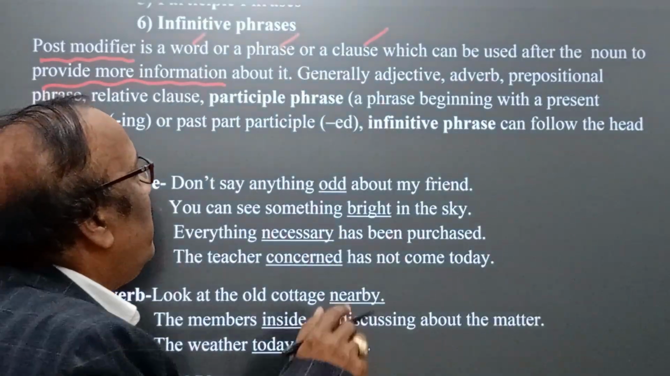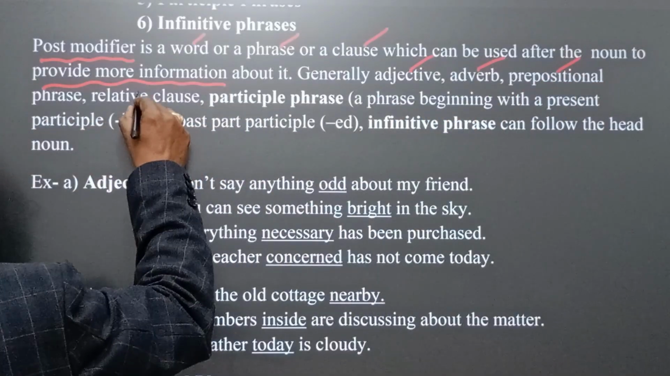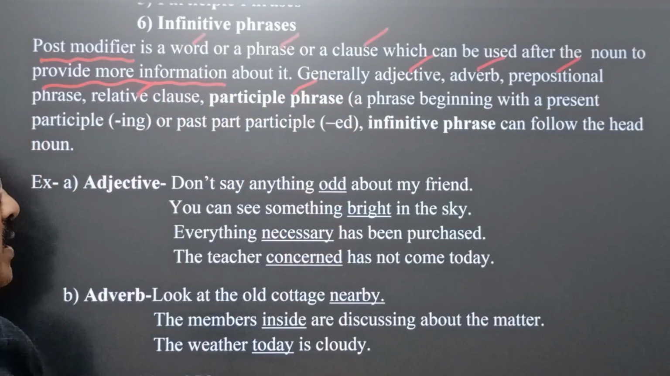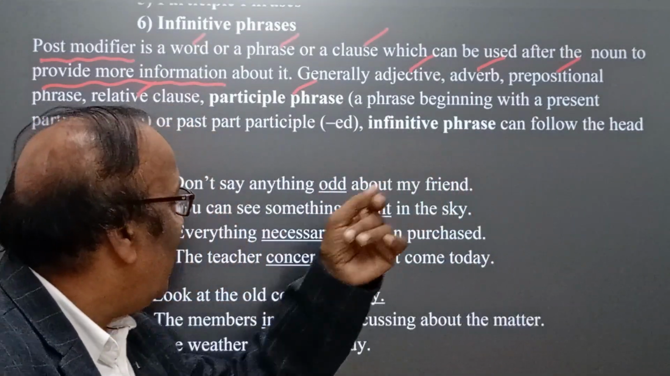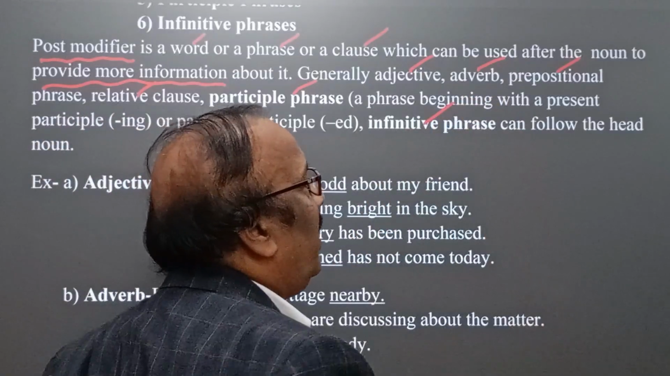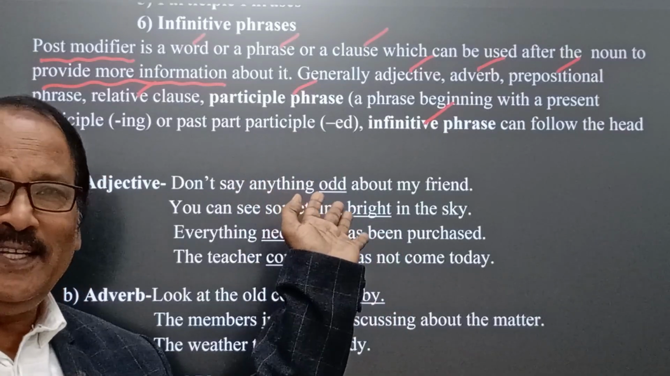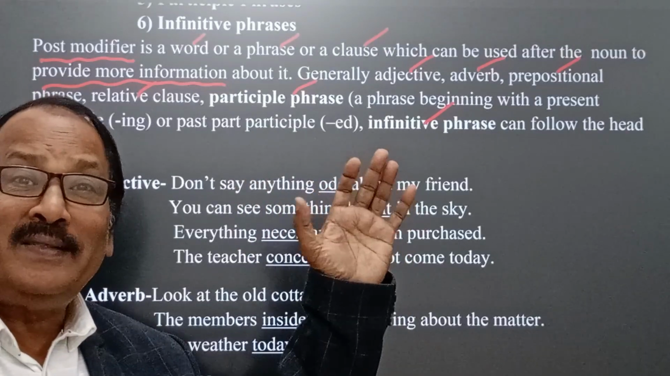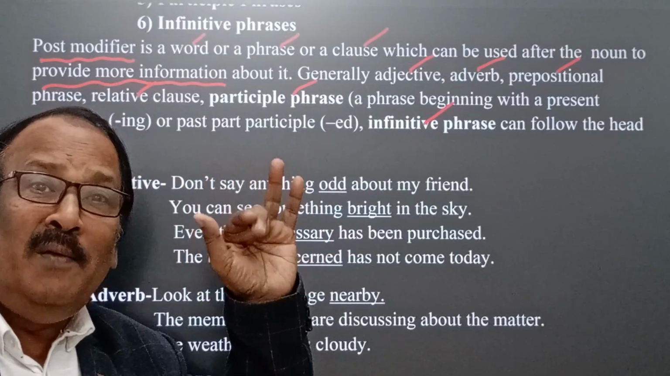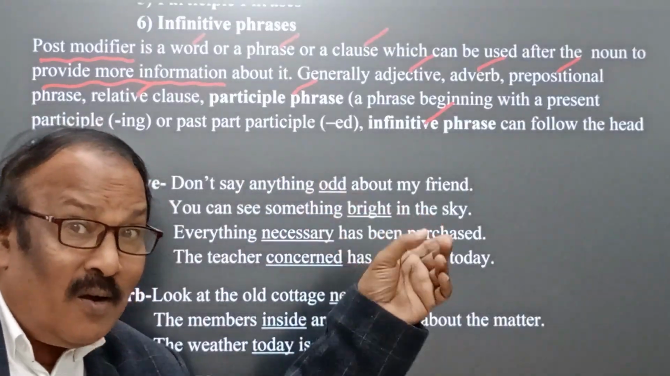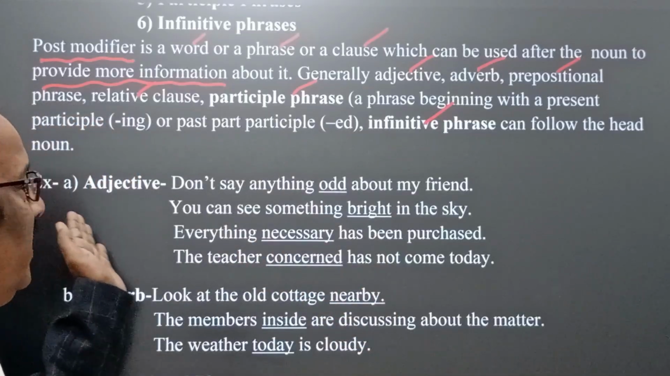Now, generally adjective, adverb, prepositional phrase, relative clause, participle phrase. Participle phrase means present participle or past participle. Side by side, an infinitive phrase can follow the head noun, as we have already discussed in the key points, because these are the raw materials or the very essential elements required for the post determiners. Now see how.